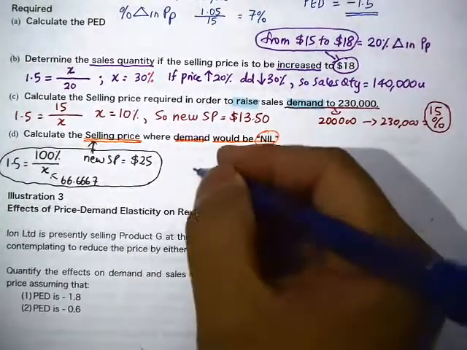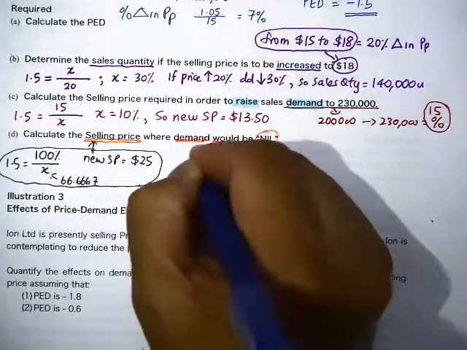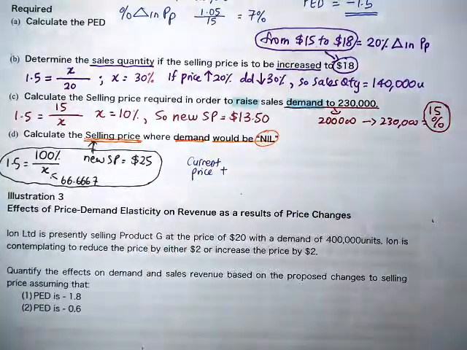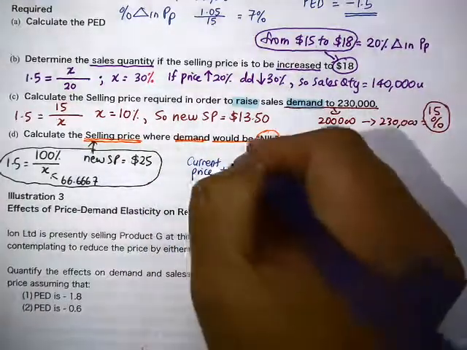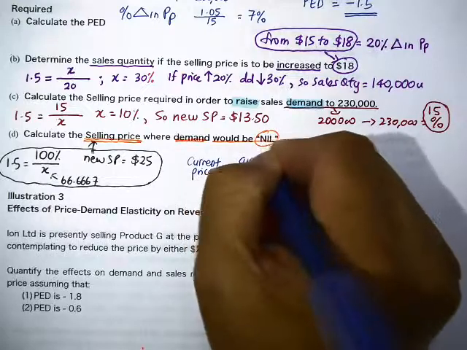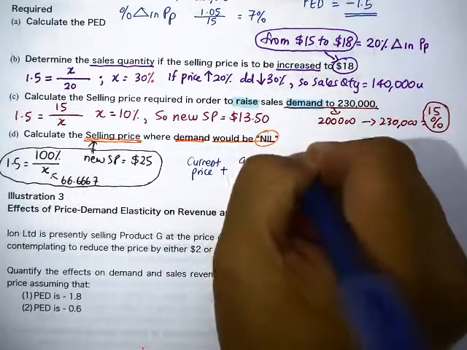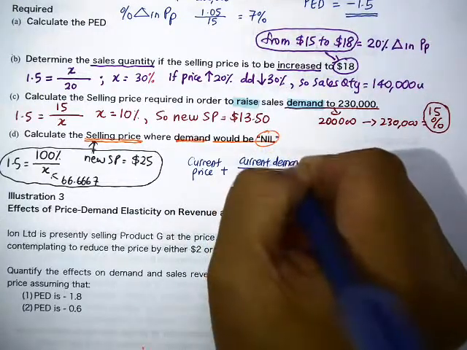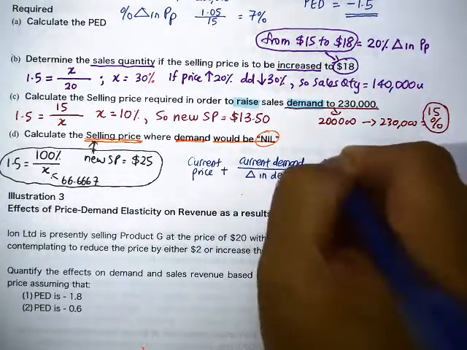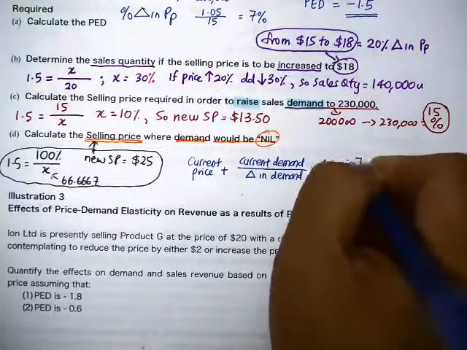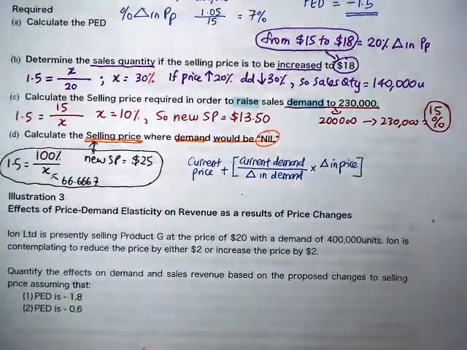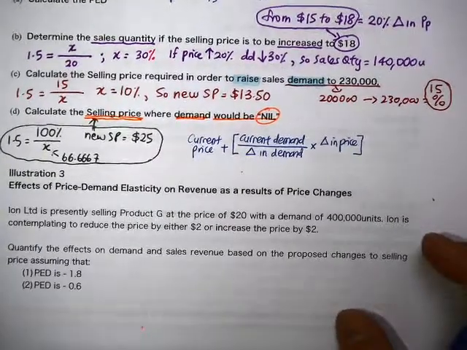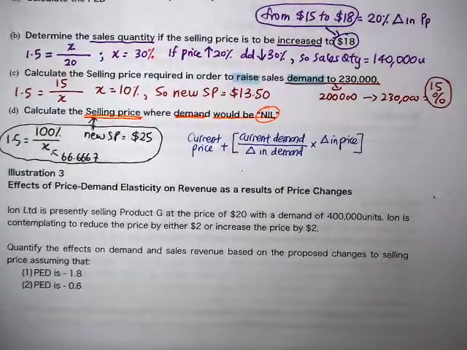A different way of calculating is we take the current price plus the current demand, divide by change in demand, times change in the price. Okay, it's a very logical formula. All right, nothing very technical. Later I will explain to you.